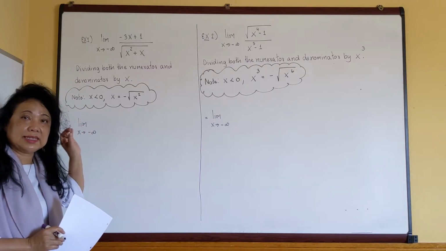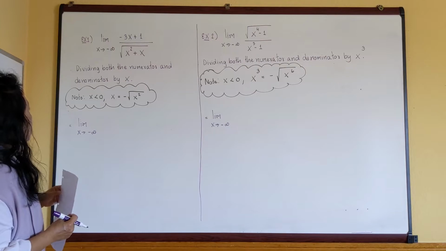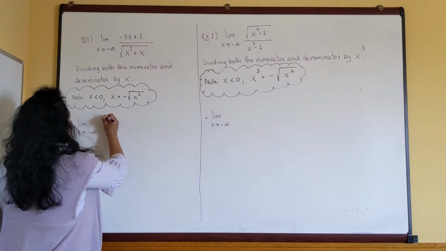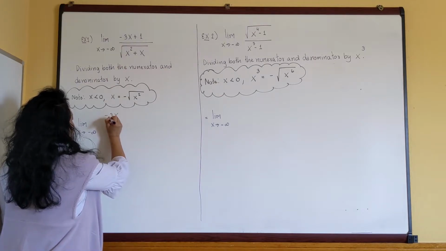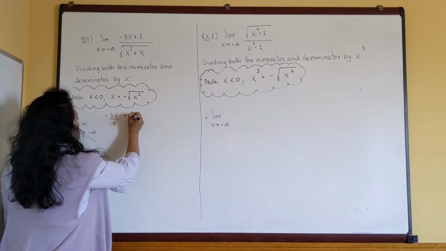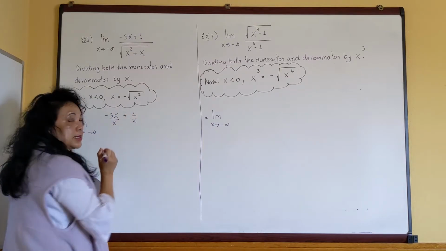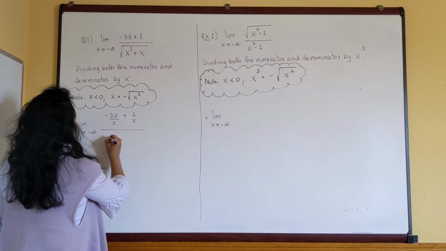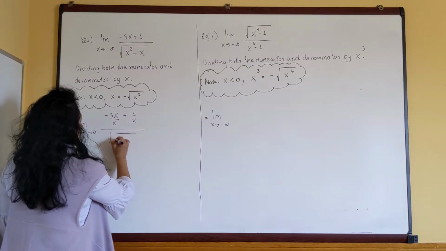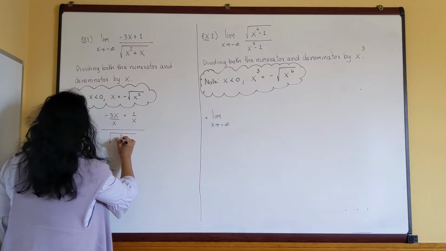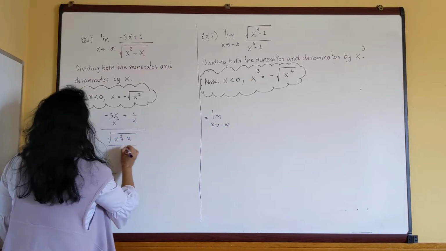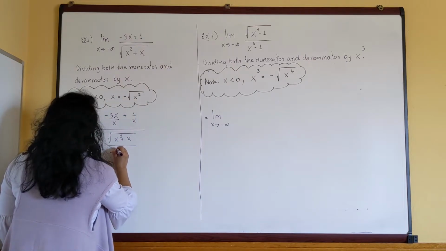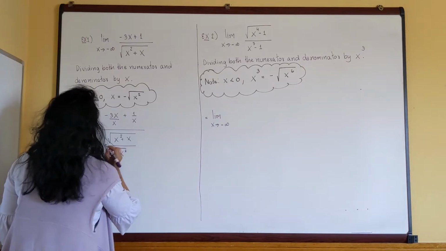So my x, I want to make sure is negative, right? So we're going to divide numerator and denominator by x. The numerator, I'm going to have negative 3x over x plus 1 over x. That's my numerator. My denominator, I'm going to have square root of x squared plus 1 divided by x, which is minus square root of x squared.